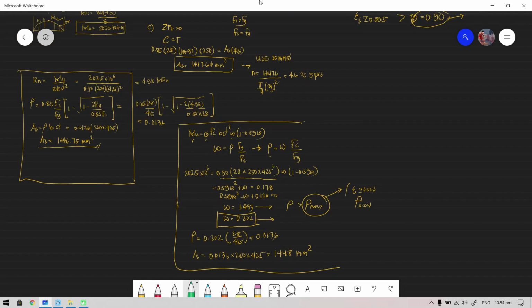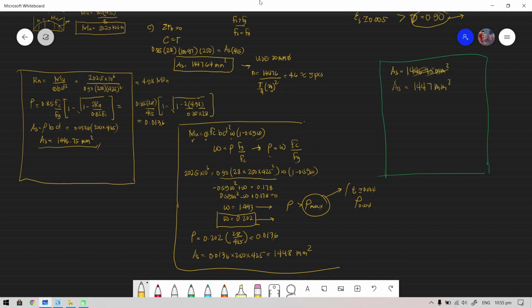So, let's say na-compute mo na yung AS. Okay, checking mo ngayon. Pasensya na kayo kung magulo pag ganito pagsulat, kasi ako naka-prepare ng PowerPoint. Ang AS natin provided is 1446.75 mm squared. Round off na lang natin, AS is 1447 mm squared.